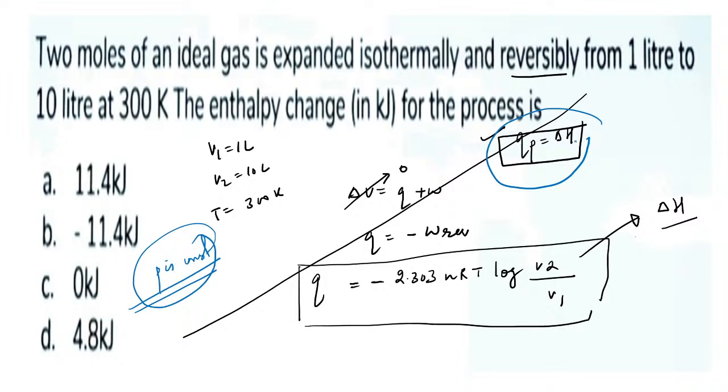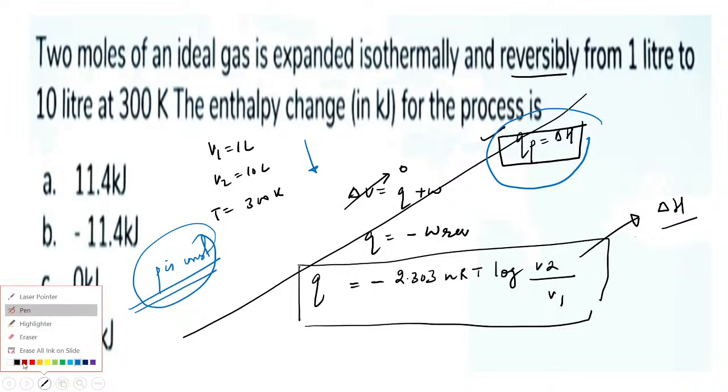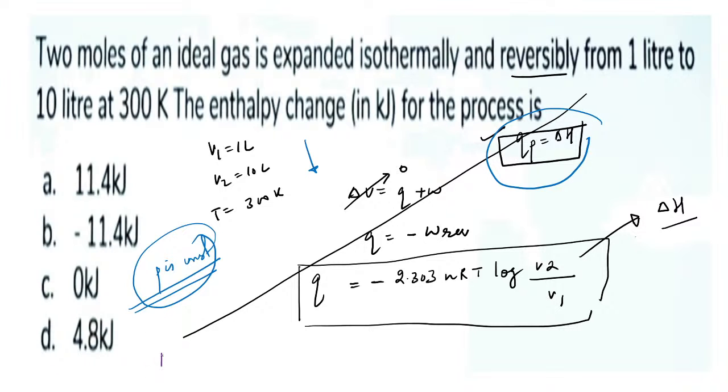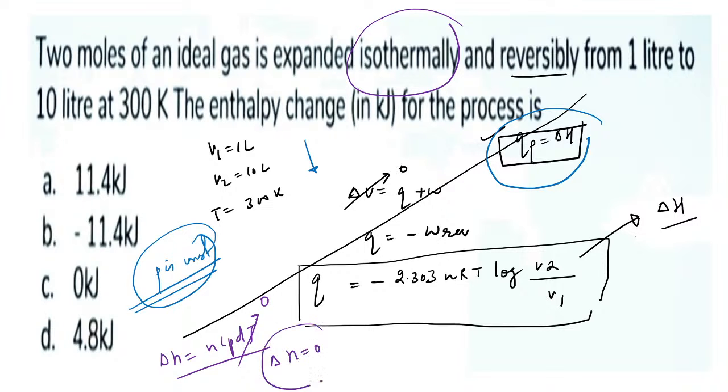Yes, Tarunesh, I'm coming to that point. Intentionally I'm going this way so that I can let you know what things you have to avoid in the exam. It's not given in this question that pressure is constant, so definitely this is not the correct formula. Simply, we know that delta H is nothing but nCp dT, and since it's isothermal, dT is equal to 0, and definitely delta H is equal to 0.